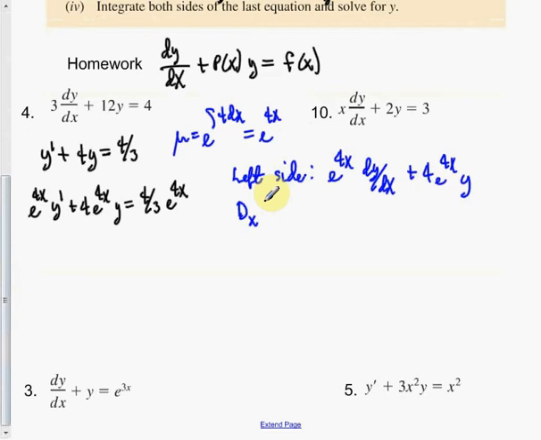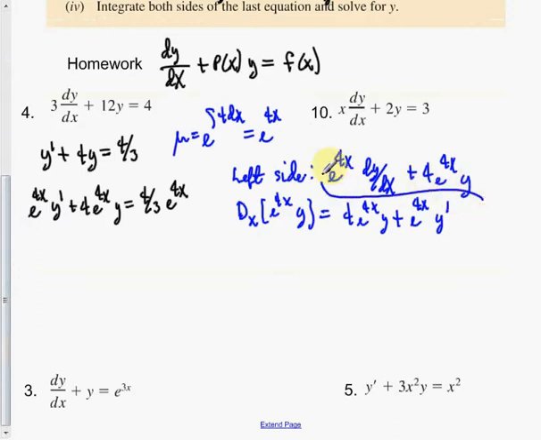Now, if I take the derivative of the product of the integrating factor e to the 4x times the dependent variable y, and just work that out, just use the product rule and let's see what we get. So take the derivative of the first. That's going to be 4 times e to the 4x times y, plus the first, e to the 4x, times the derivative of the second, y prime. Isn't that the same as this statement right here?